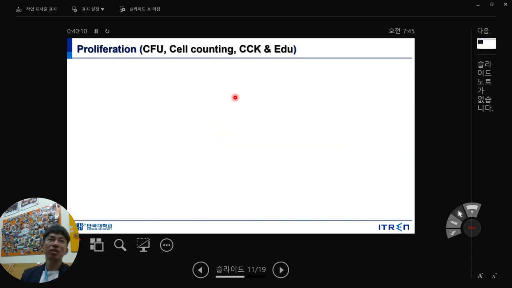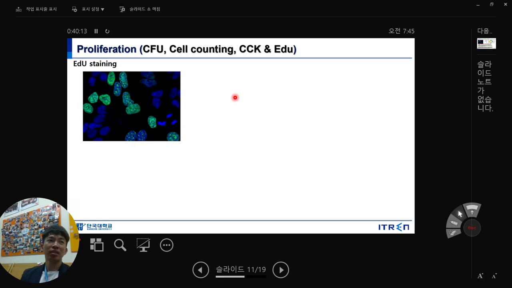And the most direct way is EDU staining. Previously, they mentioned BRDU. With BRDU, you have to use radioactive labeling, which means your body can be damaged somehow. So that is why EDU is non-radioactive. With EDU stain, you can get this kind of images. This green one is EDU dye. The blue one is DAPI, so this EDU dye can be combined with your nucleus.